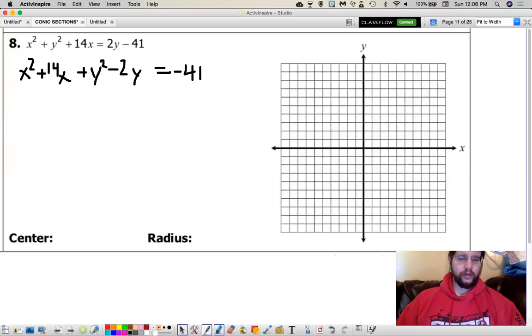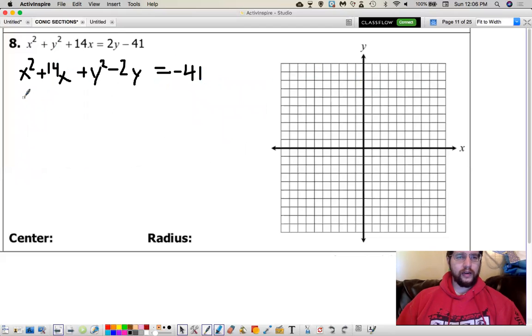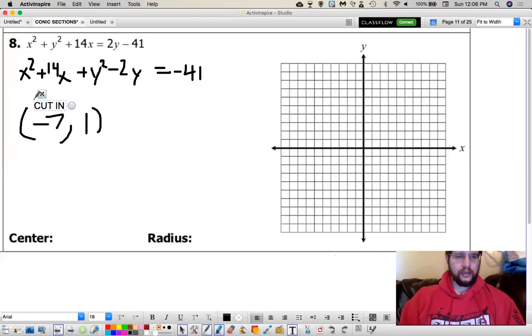So if we look at what happened here, we basically just cut this in half to get our standard form. So if I cut it in half and change the sign, that's my center. That's exactly what I'm going to do. Cut it in half and change the sign. So 14 divided by 2 is 7, so it's negative 7 for my center coordinate, my h. Negative 2 divided by 2 is negative 1, change the sign, makes it 1. So that's my center. Cut in half and change sign.